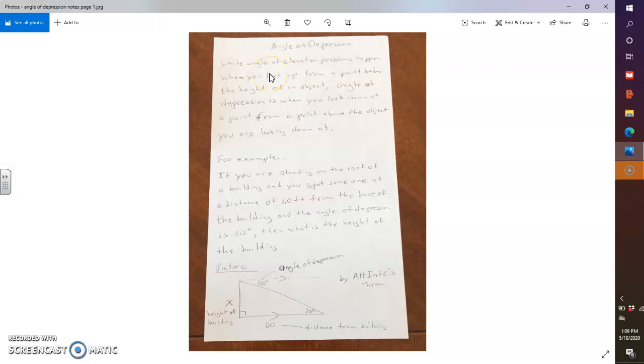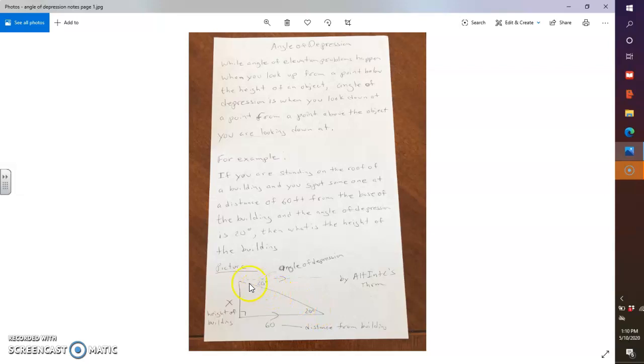Obviously, when you look at angle of elevation problems, it's when you're looking up, and with angle of depression, we're going to be looking down. So, for an example, if you're standing on the roof of a building, so here would be the roof, you'd be up here, and you spot someone at a distance of 60 feet from the base of the building. So here's the base of the building, and 60 feet away would be right here.